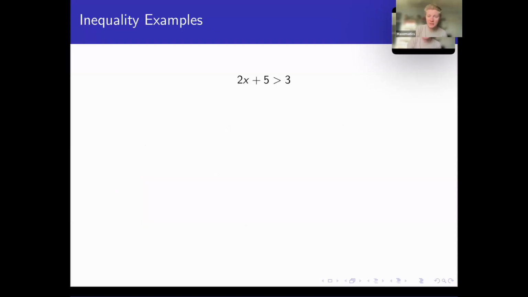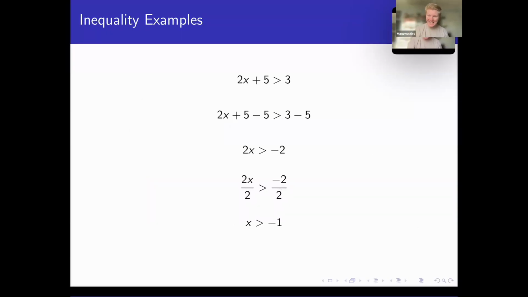2x plus 5 is greater than 3. And again, we solve these exactly like we solved equations. If this was an equation, you would subtract 5 on both sides. You would divide both sides by 2. But again, we've got to be very careful when we're multiplying and dividing by numbers. In this specific case, we are dividing by positive 2. When we divide by positive 2, we do not change the sign. Okay, well, -2 divided by 2 is just -1.